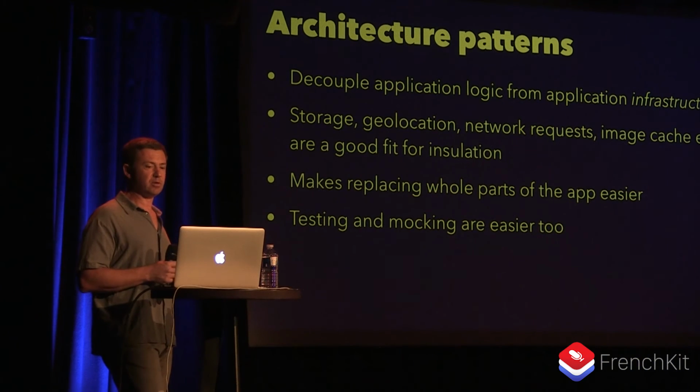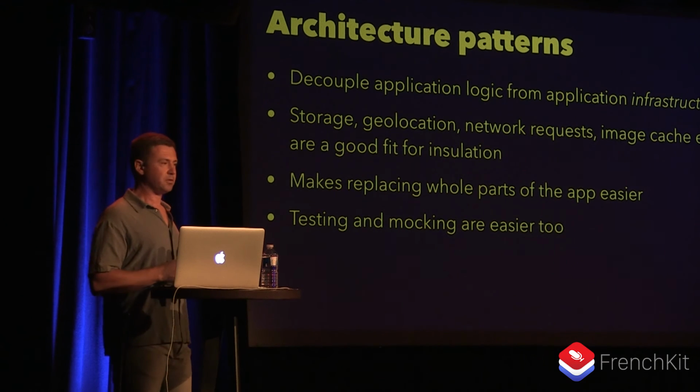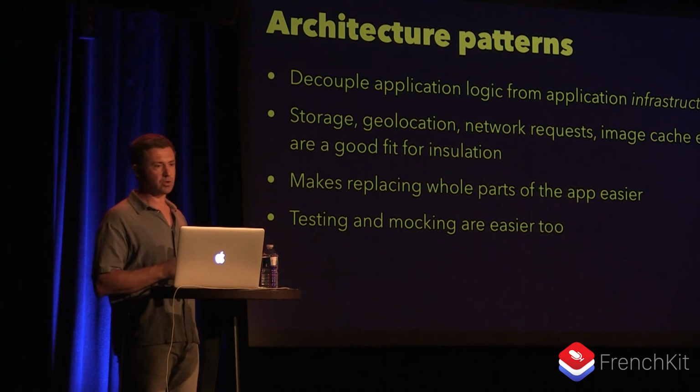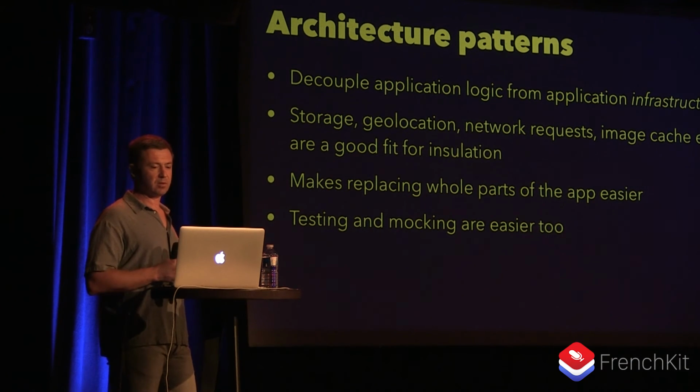Going further, you want to decouple your application logic from the infrastructure that supports it. By infrastructure, I mean everything that's not relevant to individual scenes in your app. This can be storage, network requests, an image cache, geolocation, notifications, and so on. Again, a good way to decouple parts of your application is to use observables to obtain data and to abstract these in separate services with protocols.